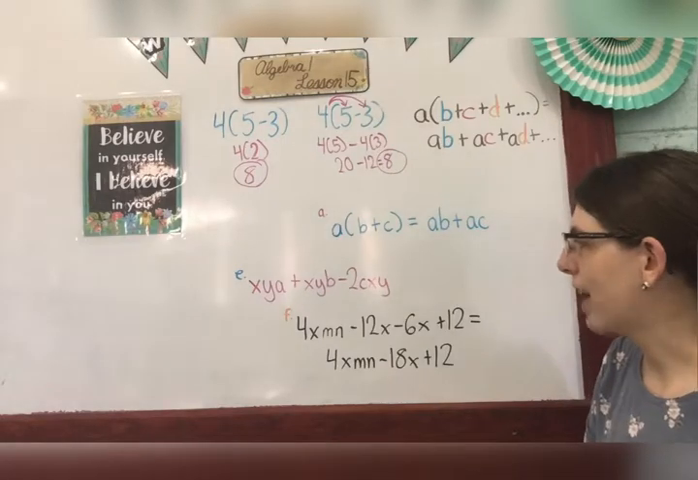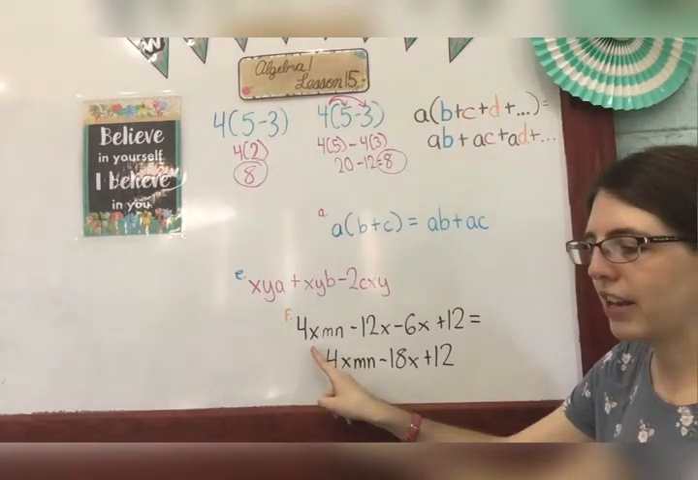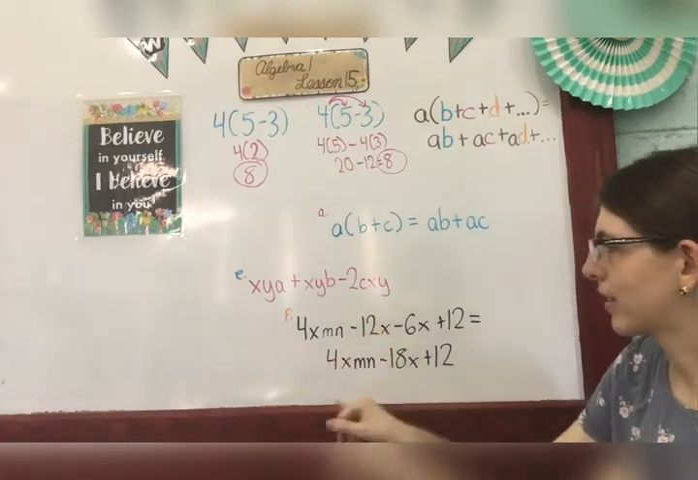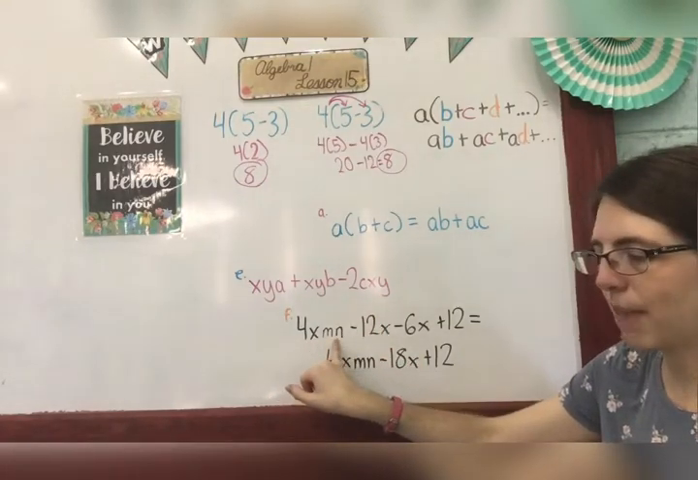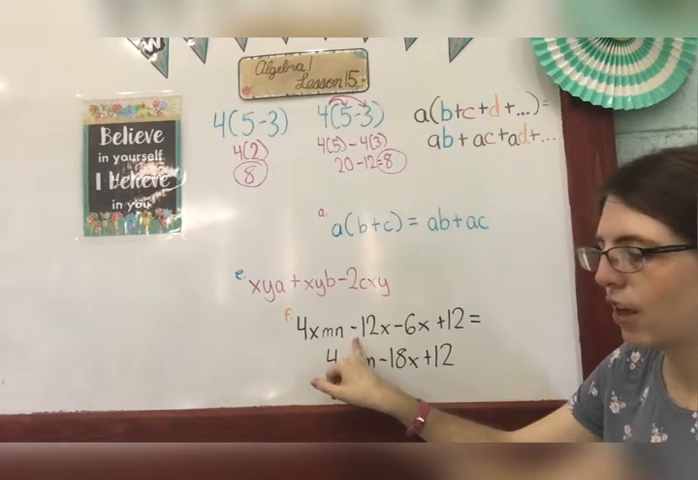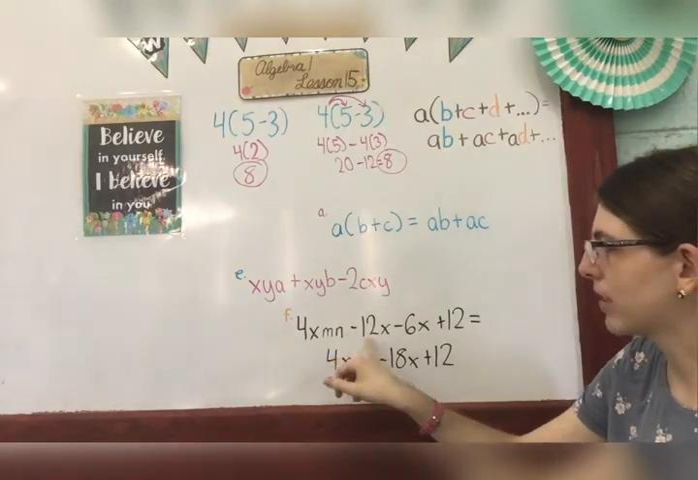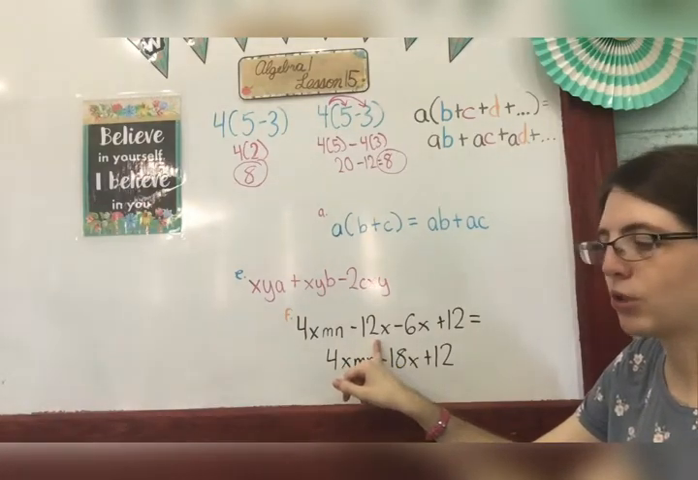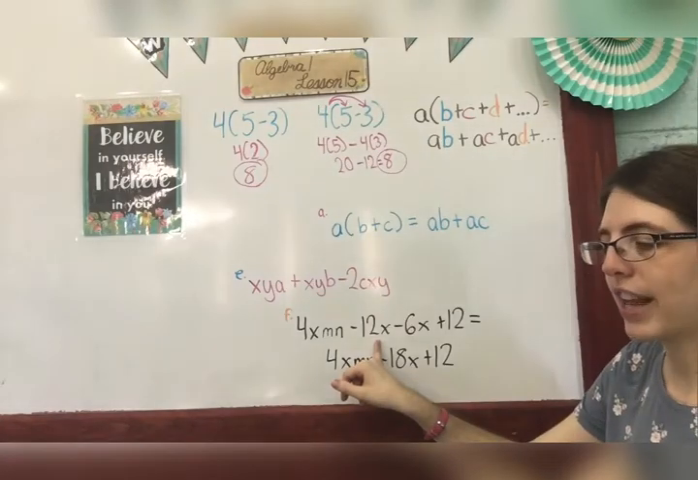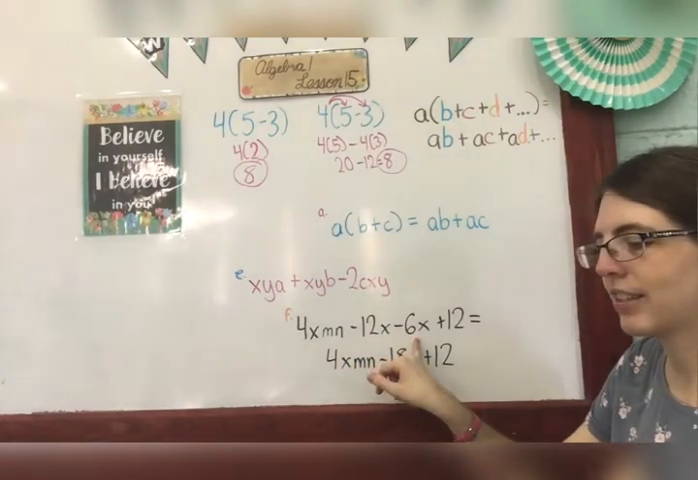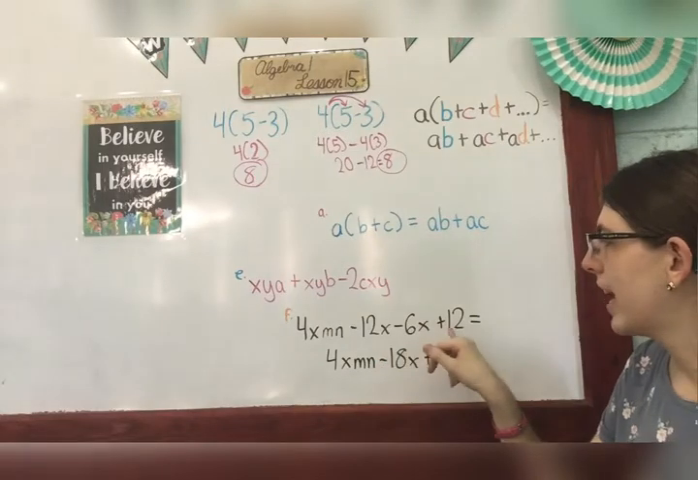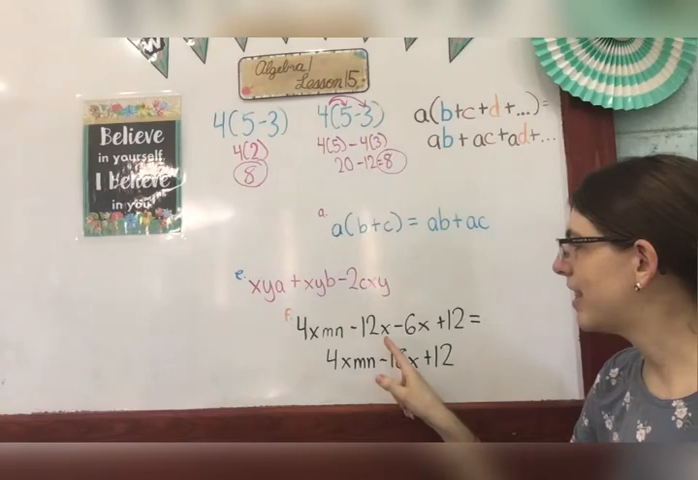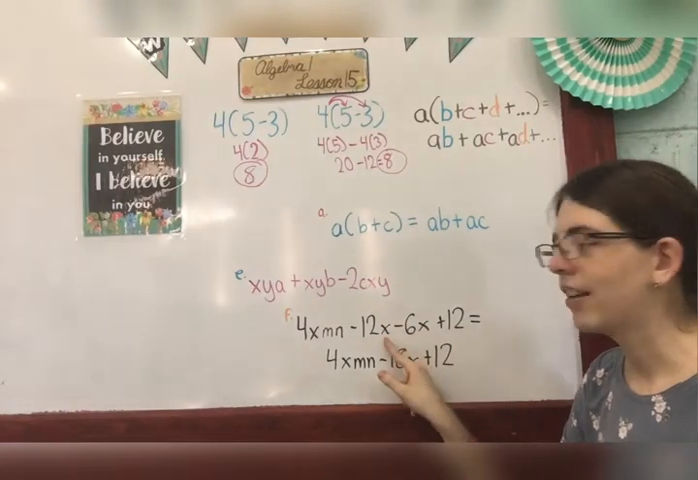Okay, and then for letter F, when you distributed, you should have gotten for the first one, you had mn minus 3 times 4x. So it gave you 4x times mn minus 4x times 3 was 12x, so it was minus 12x. Then you had minus 3 times 2x minus 4. So the negative 3 times 2x is a negative 6x, and the negative 3 times negative 4 is a positive 12.